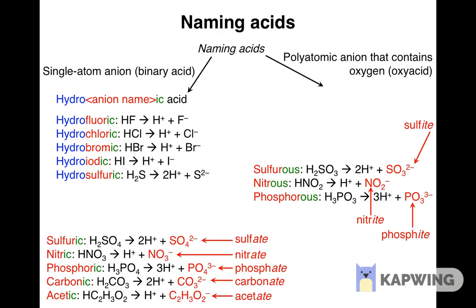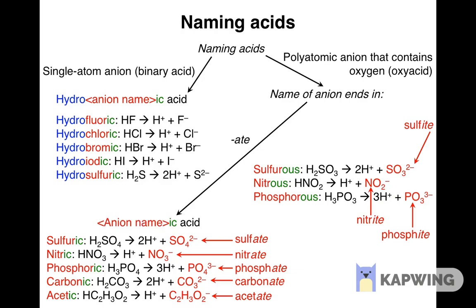Unlike for binary acids, the name does not start with the prefix hydro. Instead, it is based on the name of the polyatomic anion. If the name of the anion ends in ate, then the name of the acid is the name of the anion modified so that it ends in ic, followed by the word acid.